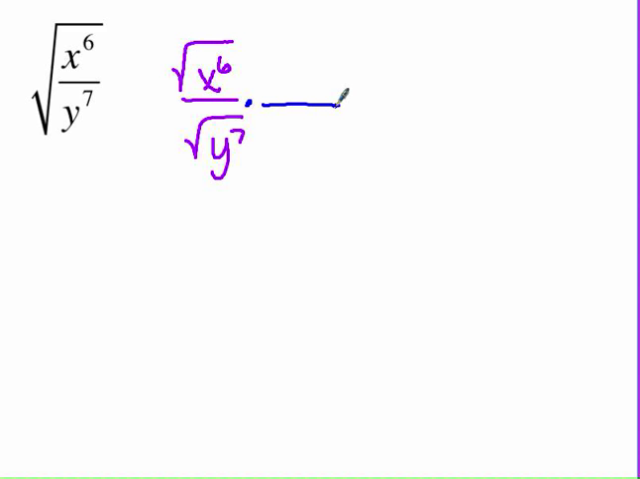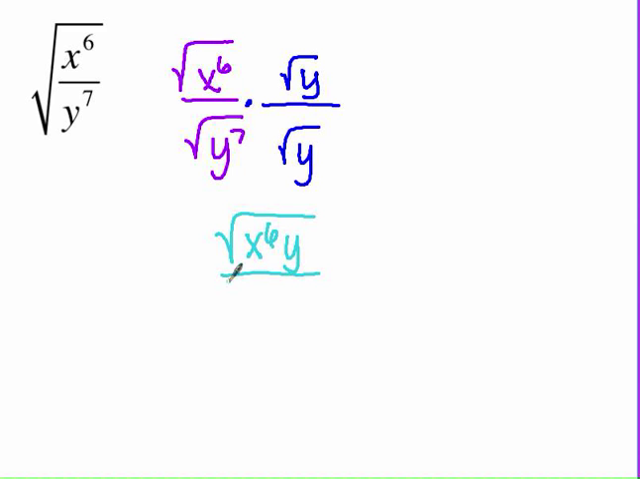Now, if I wanted there to be an even number of y's on the bottom, if I look right now, I have 7, right? What would be the next even number? 8. So really, if I add a y down here, would you agree there's now 8? Okay, so whatever I do on the bottom, I have to do on the top. On the top, I have square root of x to the 6th y. On the bottom, I have square root of what? Y to the 8th. So now let's simplify that down.